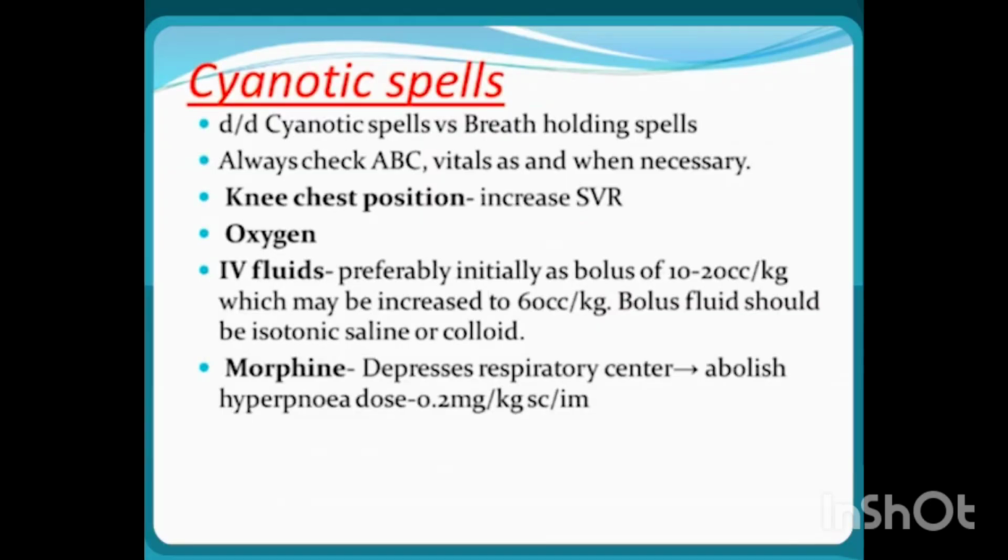So what to do during the cyanotic spell? The first thing is to diagnose that this is a cyanotic spell. You have to differentiate between a breath holding spell and a cyanotic spell, and check the vitals. When you diagnose a cyanotic spell, give knee chest position to increase the SVR, and then oxygen if available. Then IV fluid bolus, 10 to 20 ml per kg. Then morphine 0.2 mg per kg subcutaneous or intramuscular.